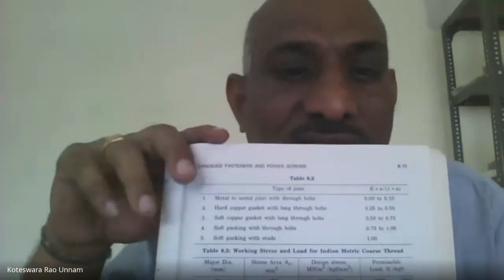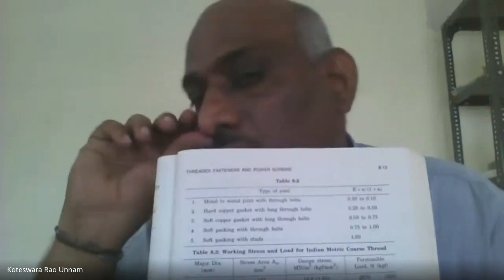Similarly, the fifth one is soft packing with stud. If you use only a stud, like in the case of a screw jack, you have this kind of joint. In that case, you need to take it as the total load. Whatever may be the P2, you have to consider the entire P2 acting on the bolt itself. So that's why K is equal to 1 here. He has given it here.